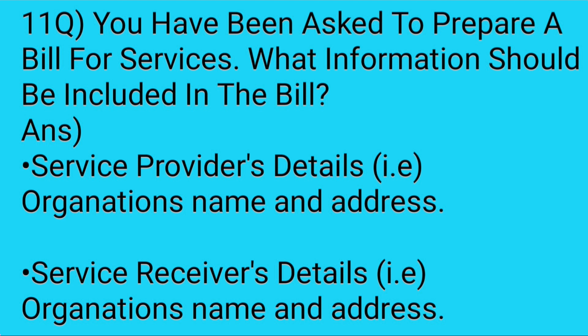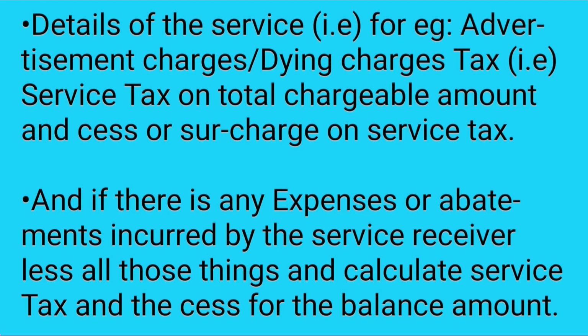Have you been asked to prepare a bill for services? What information should be included in the bill? Service provider details, that is, organization name and address. Service receiver details, that is, organization's name and address. Details of the service, for example, advertisement charges, dyeing charges, tax, that is, service tax on total chargeable amount, and cess or surcharge on service tax. And if there are any expenses or abatements incurred by the service receiver, deduct all those and calculate service tax and the cess for the balance amount.